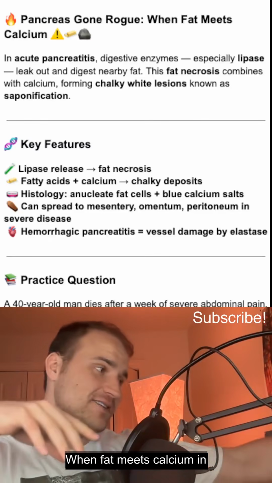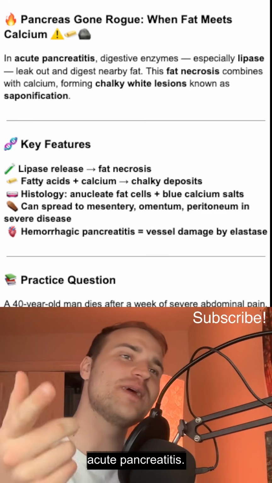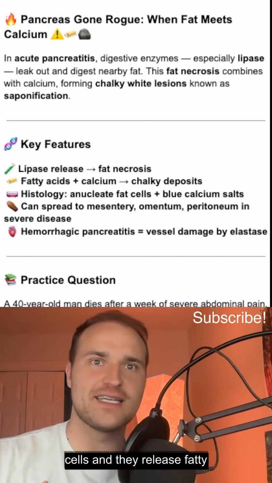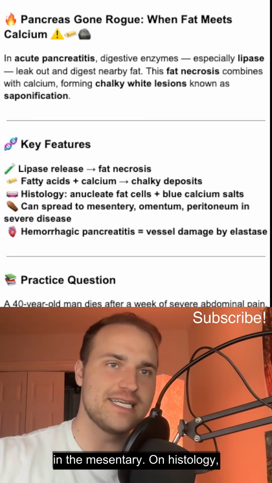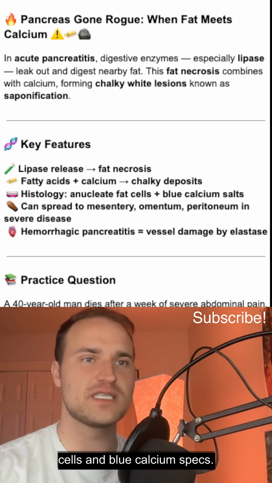When fat meets calcium in the abdomen, it's not a cooking show. It's called saponification. It's a telltale sign of acute pancreatitis. Pancreatic enzymes, like lipase, spill out. They digest the fat cells and release fatty acids that bind the calcium. What's the result? Chalky white lesions in the mesentery. On histology, you see ghost-like fat cells and blue calcium specks.